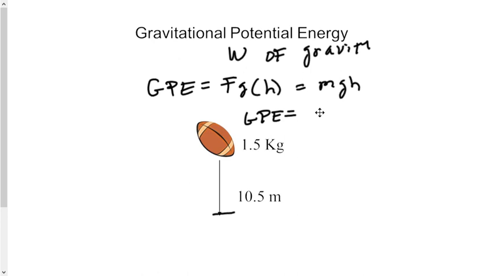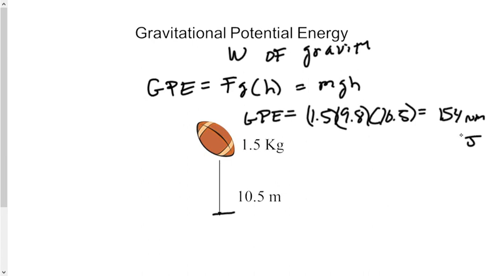I'm just going to take the mass of the ball, 1.5, times 9.8. That gives me the force of gravity. How far did we go? 10.5 meters. So I just multiply all of those together, and this is going to be 154 newton meters, or again, joules. Either one, those answers are synonymous. So again, energy units of joules or newton meters for work, those are all the same.